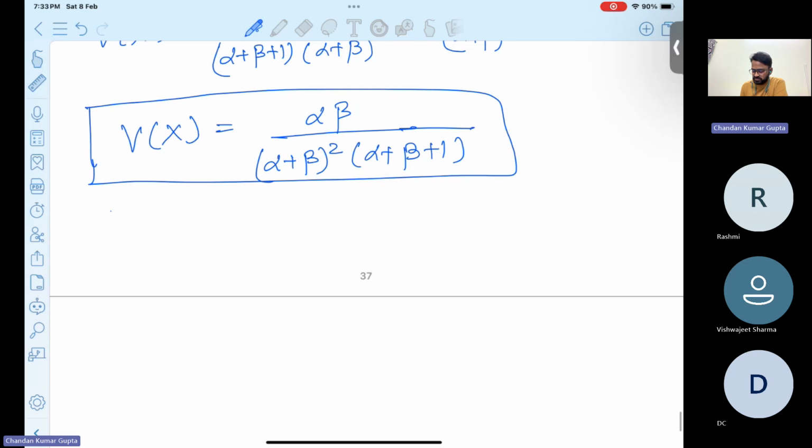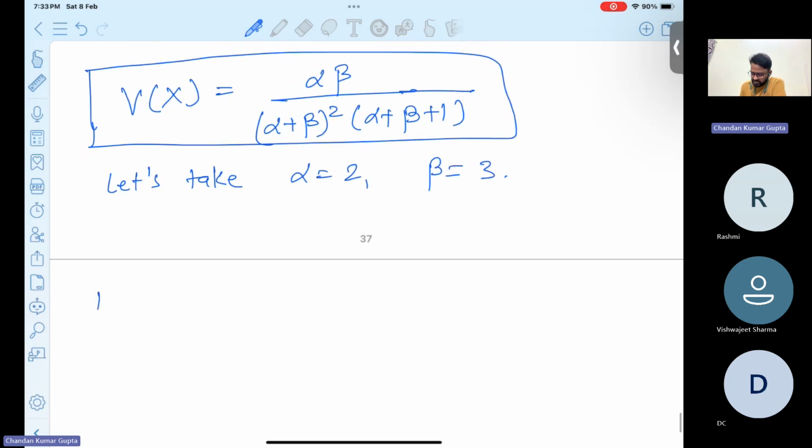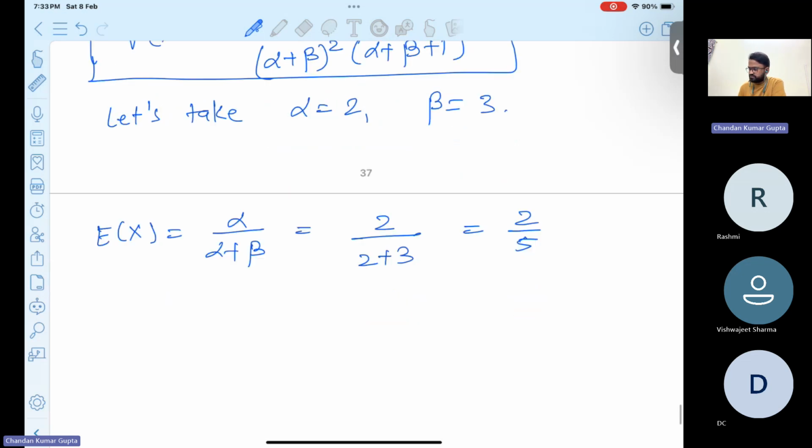Suppose we have solved this for an arbitrary value of alpha and beta. For example, let's take alpha equal to 2 and beta equal to 3. You may take any value. Then in that case, expectation of x will be what? Alpha upon alpha plus beta. This comes out to be 2 upon 2 plus 3, which is 2 by 5.